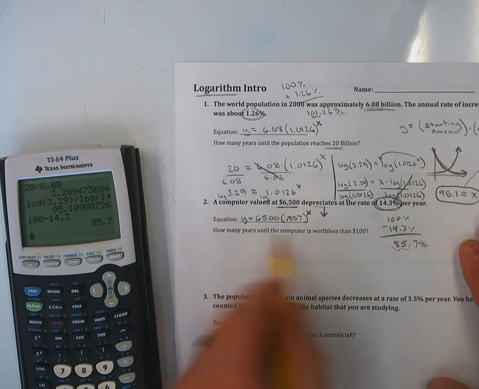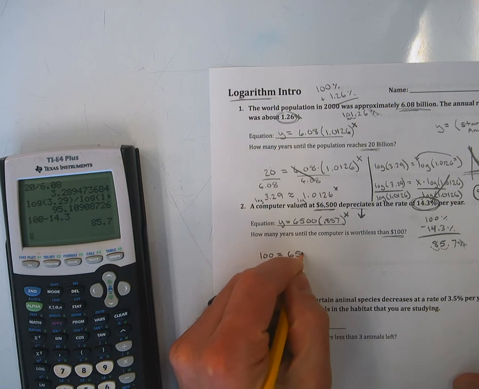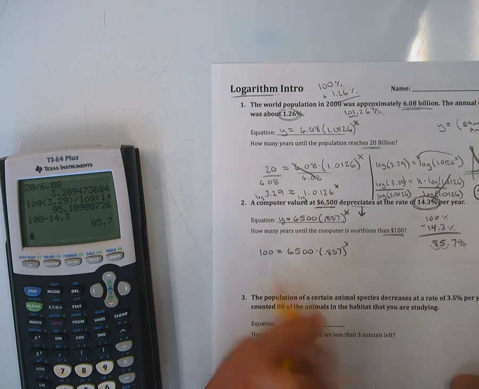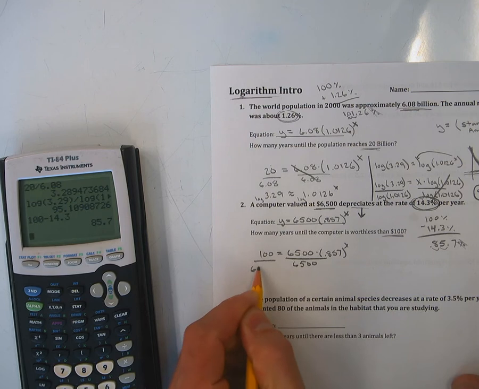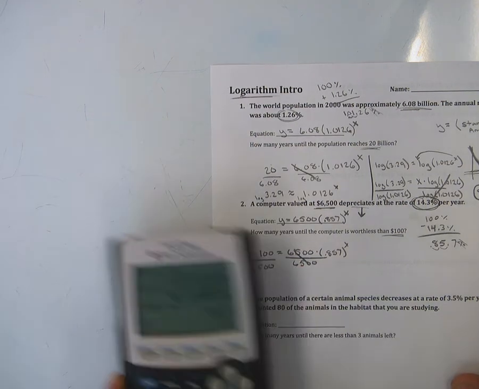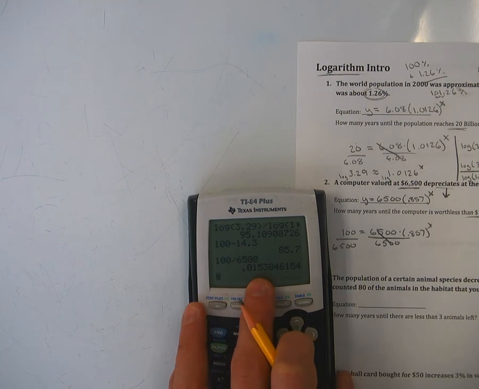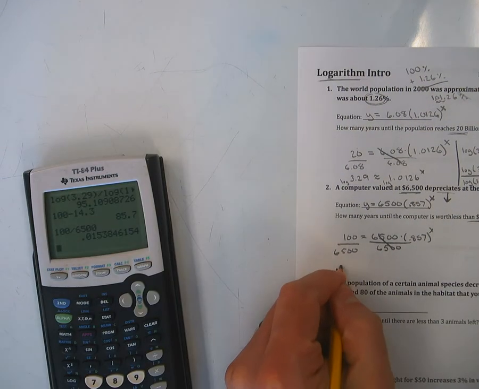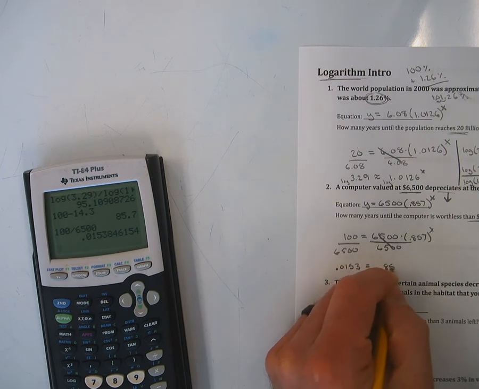All right. Now to solve how much time until it's only worth $100: 6,500 times 0.857 to the x. So to solve this out, you're going to divide both sides by 6,500. Get rid of that front number first. Let's keep a couple decimal points since this is such a small decimal. 0.0153. 0.0153 equals 0.857 to the x.